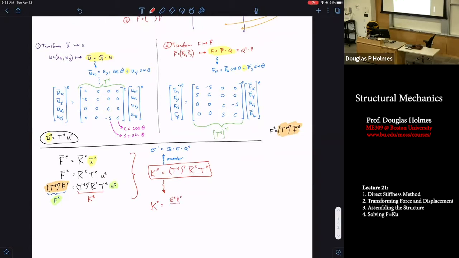A E over L, times cosine squared, sine cosine, negative cosine squared, negative sine cosine; sine cosine, sine squared, negative sine cosine, negative sine squared; negative cosine squared, negative sine cosine, cosine squared, sine cosine; negative sine cosine, negative sine squared, sine cosine, sine squared. Now it probably becomes a little more clear why I made that annoying abbreviation of sine cosine.